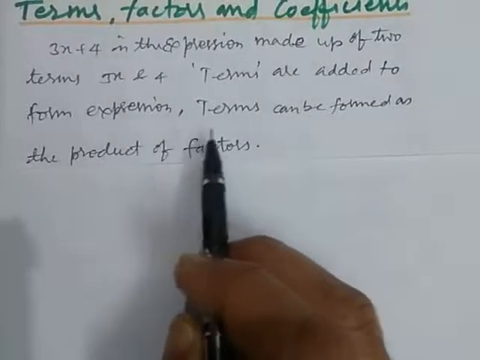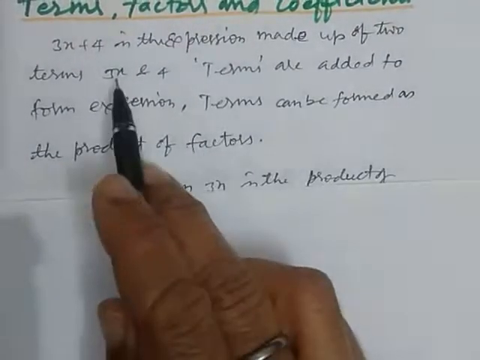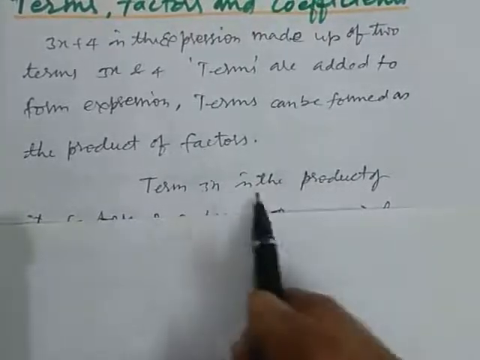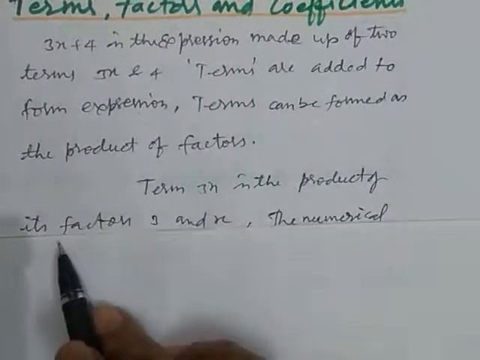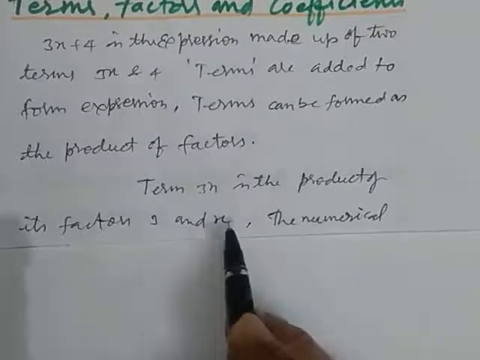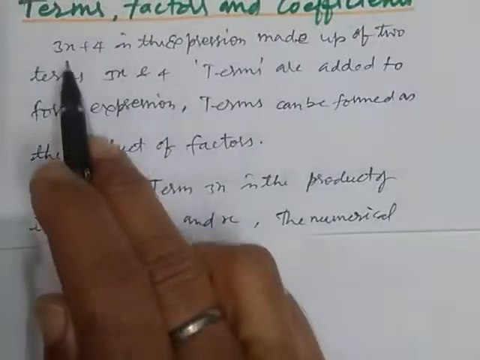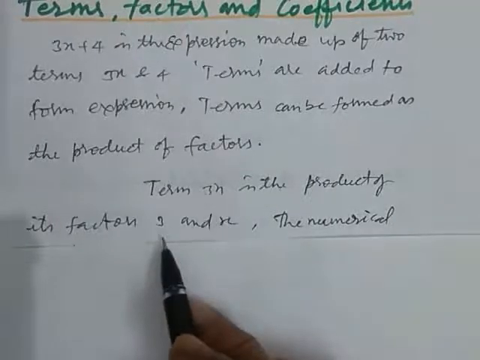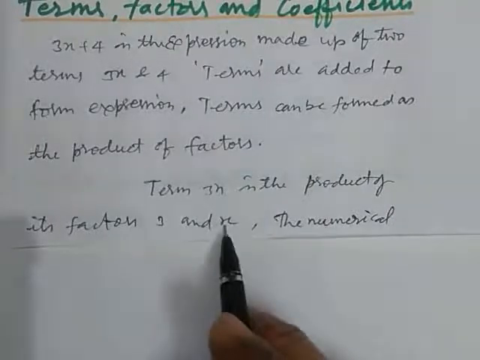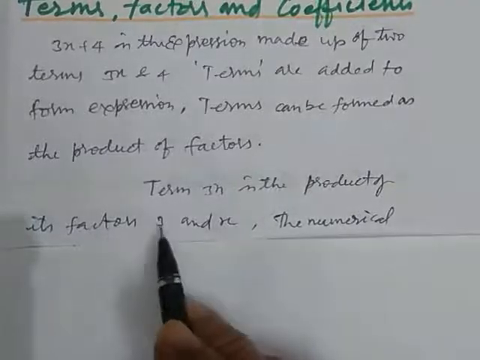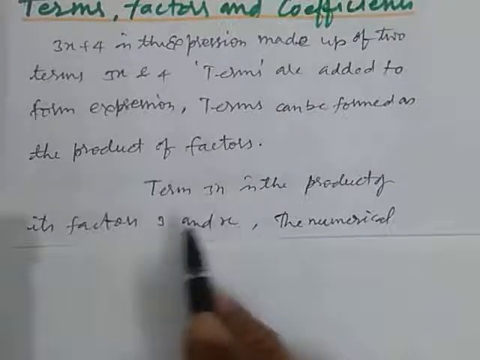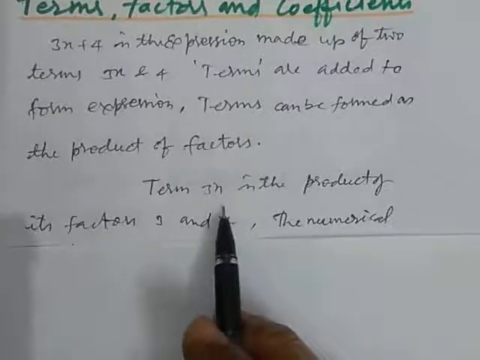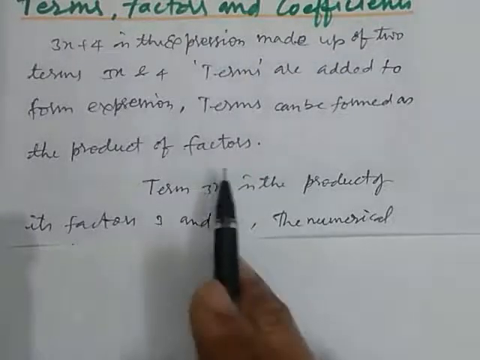Here 3x is the term, which is the product of its factors 3 and x. 3x is the term of this expression, and it is formed with the factors 3 and x, the product of factors 3 and x. So this way we know that terms are formed as the product of factors.